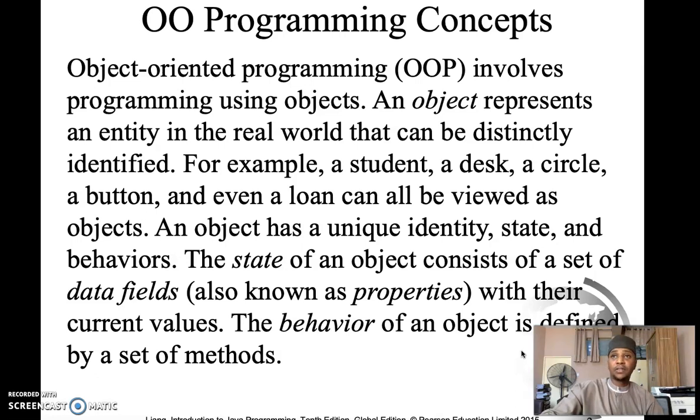You remember our different data types? We have integer, we have double, we have char, and the rest. These data types are also known as properties of the object, with their own current values. An object also has a behavior, and the behavior of an object is defined by a set of methods which are invoked to perform a certain task.